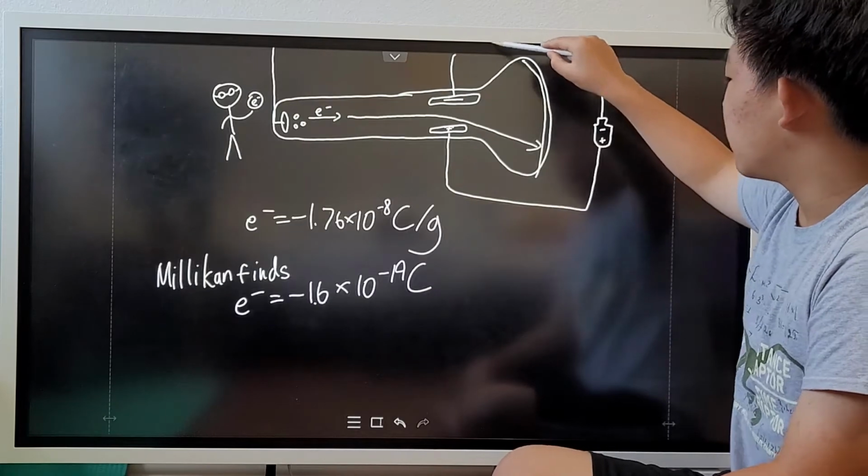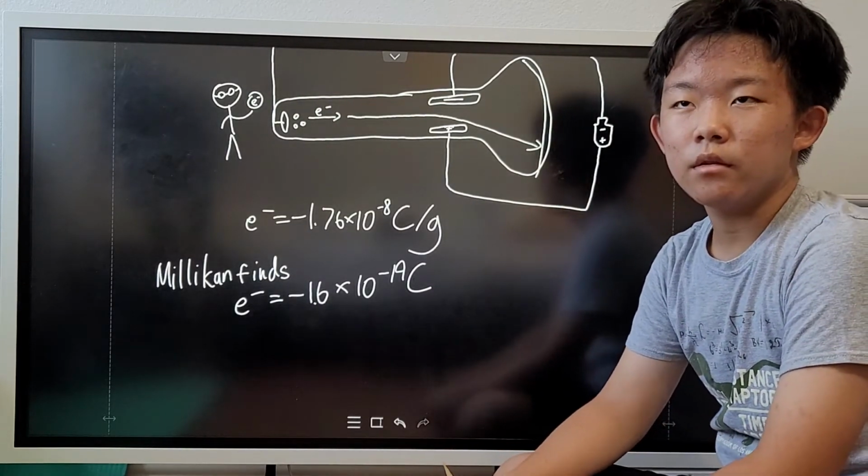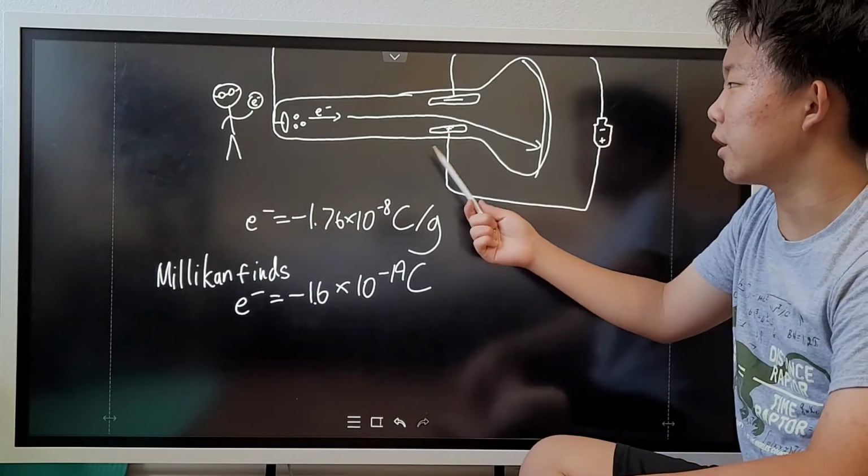Okay, so J.J. Thomson used an experiment to discover the electron. So first, of course, he needed the cathode ray tube.